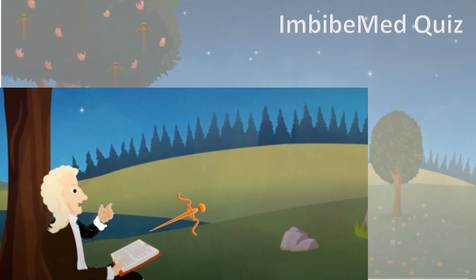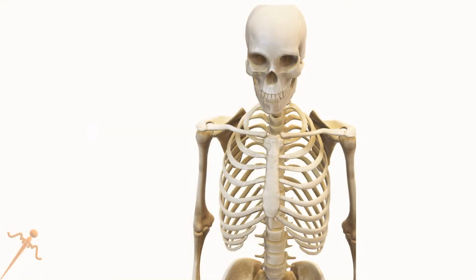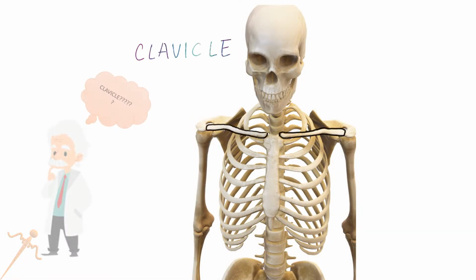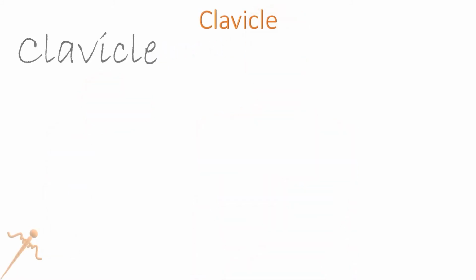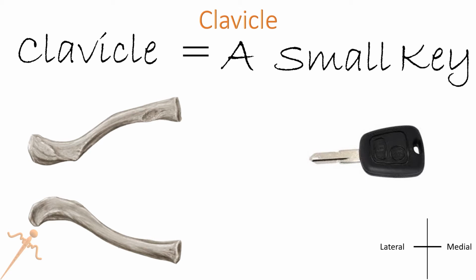So let's dive right into the topic. Clavicle. The collarbone is known as the clavicle. Another fancy word. The word clavicle, however, means a small key because of its shape. It is quadrangular in its medial part and flattened laterally.